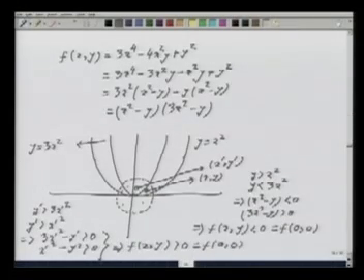Okay. That means whatever disk I choose, I get another point (x prime, y prime) where f(x prime, y prime) is bigger than f(0, 0). That means in an arbitrarily small disk around (0, 0), I get points (x, y) such that f(x, y) is bigger than f(0, 0) and f(x, y) is less than f(0, 0). What does it mean? It means (0, 0) is a saddle point.